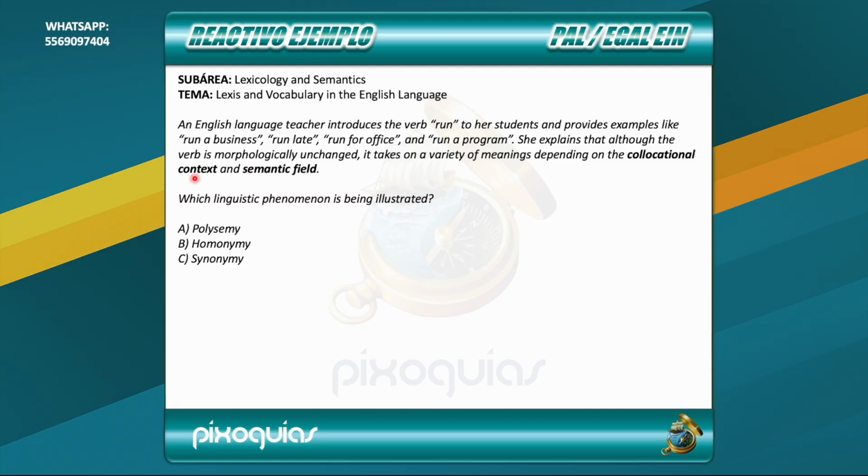Now we have another example of an exercise from lexicology and semantics, with the topic lexis and vocabulary in the English language. An English language teacher introduces the verb "run" to her students and provides examples like "run a business," "run late," "run for office," and "run a program." And she explains that although the verb is morphologically unchanged, it takes on a variety of meanings depending on the collocational context and semantic field. Which linguistic phenomenon is being illustrated? A. Polysemy, B. Homonymy, C. Synonymy.